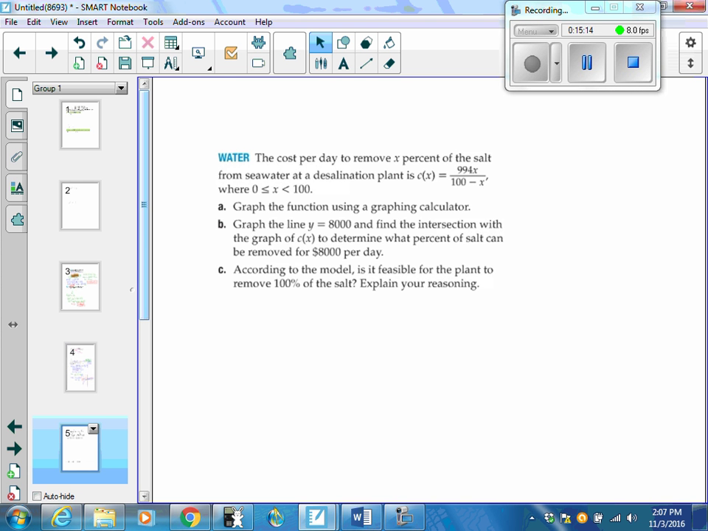And then part C wants to know, is it feasible for the plant to remove 100%? And the answer is no, because if I look at the domain, it is limited to values less than 100.